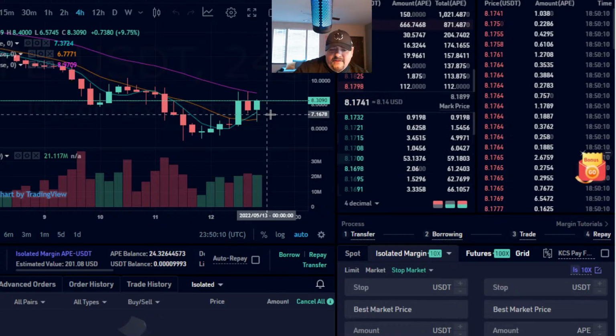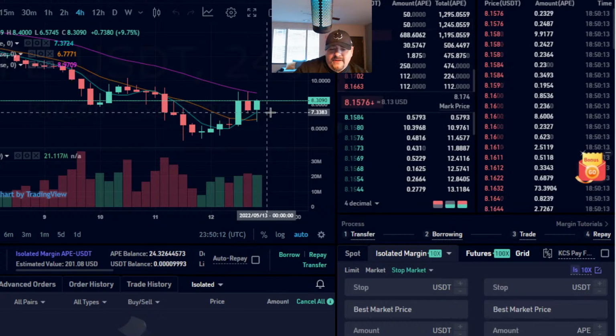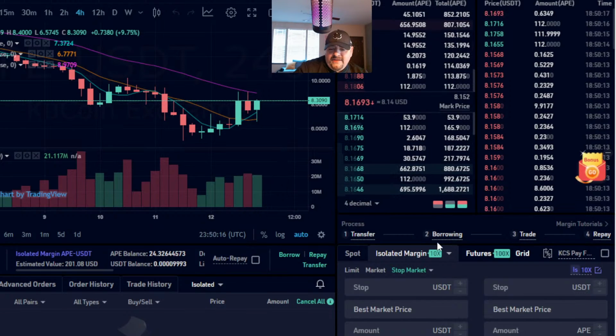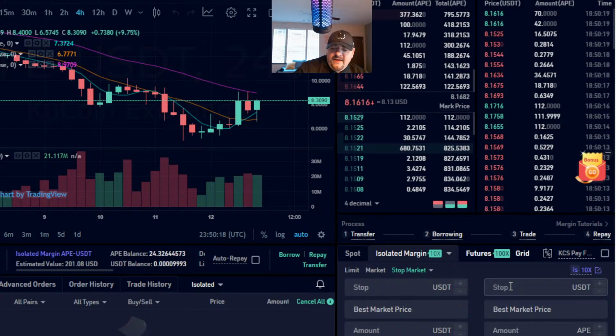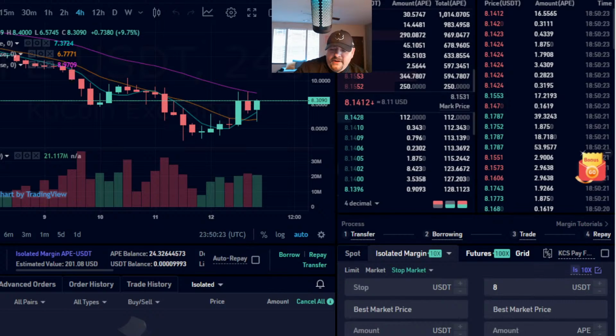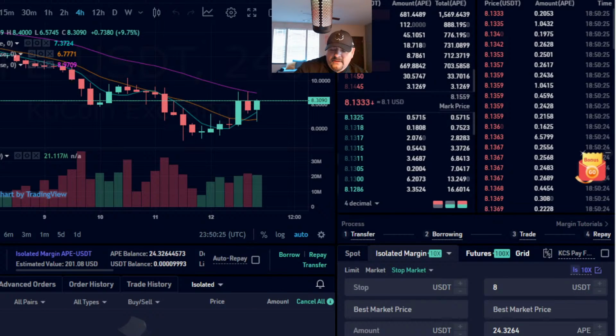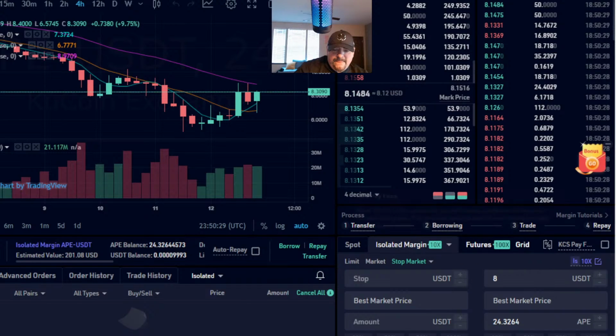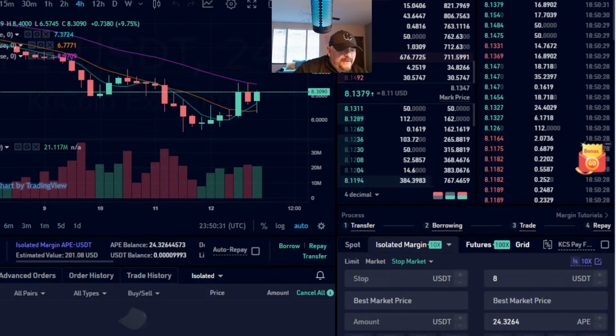All right, so my wick is 733. The bottom of my candle is 746. I'm going to come up here to $8. So I'm going to put a stop here and say, if it reaches $8, I want you to sell 100% of the ApeCoin. You guys don't see it, but I'm right here. Let me pull this up here.